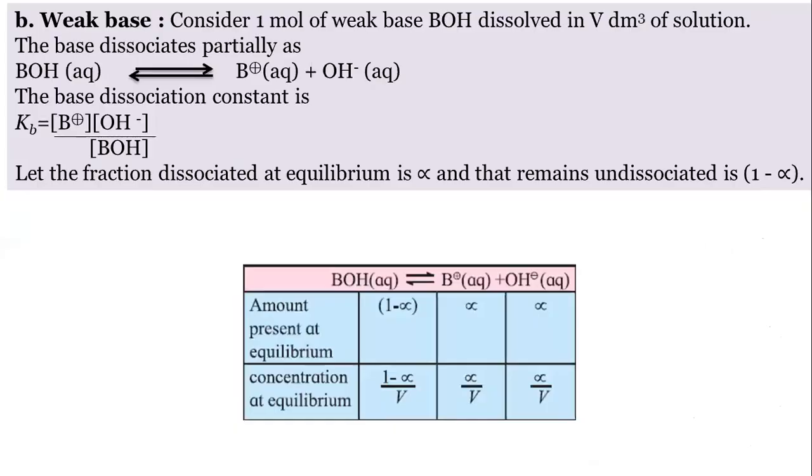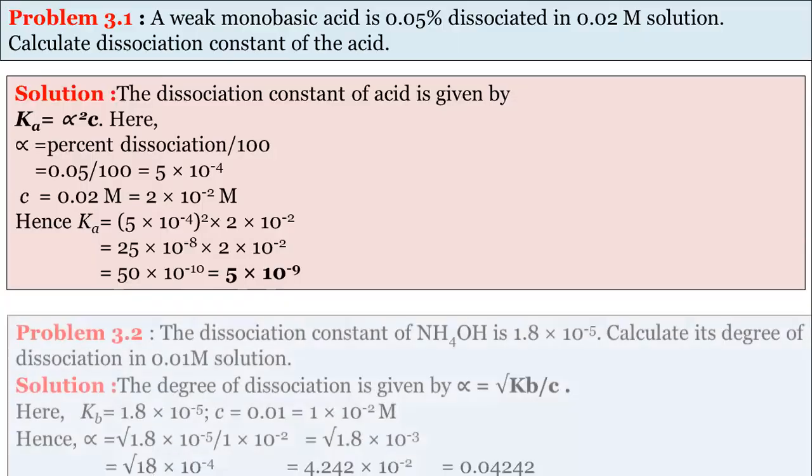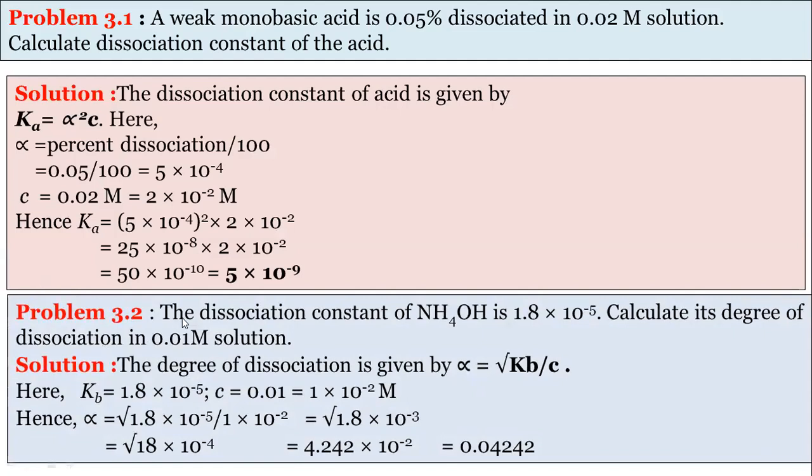The second numerical is, see, the dissociation constant of NH4OH, it is a base, is given. NH4OH is a weak base. Its dissociation constant is given as 1.8 into 10 raised to minus 5, which means the value of Kb is given here.